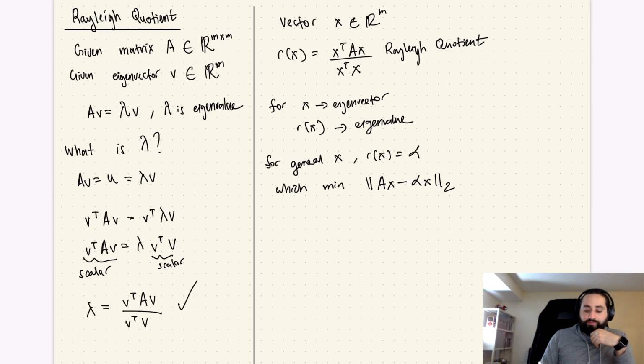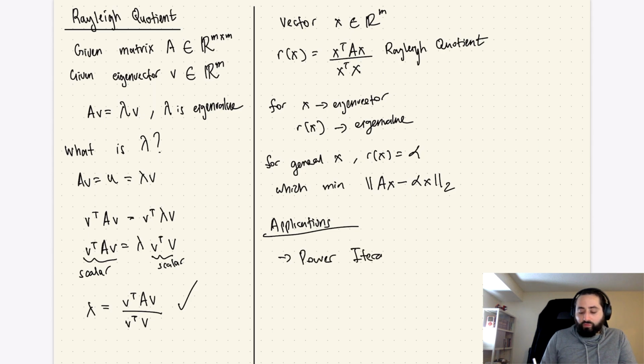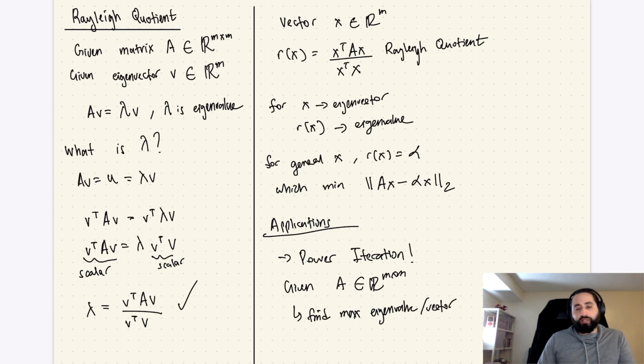Where does it apply? There are so many applications, but what I want to point you to next is how it applies in power iteration. What's power iteration? A super, super simple, super cool algorithm. Given a matrix, again in R m by m, find the maximum eigenvalue and corresponding eigenvector. You'll see that if you stick around and watch the next video on power iteration.